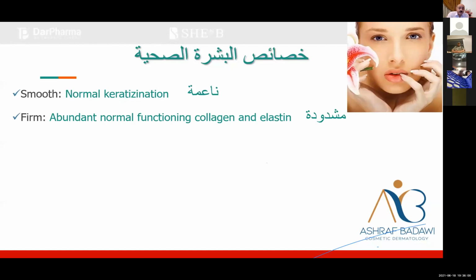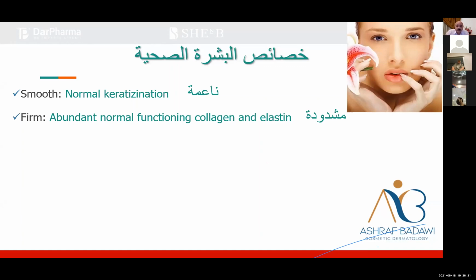Then healthy skin is firm, and this requires abundant, normal functioning collagen and elastin. So when we start to lose collagen and elastin, we lose the firmness of the skin. And when we lose the firmness of the skin, we start to have laxity, we start to have wrinkles, and we start to have larger pores. So normal functioning collagen and elastin is really very important. It's very important to remember that we start to lose collagen and elastin very early in life.